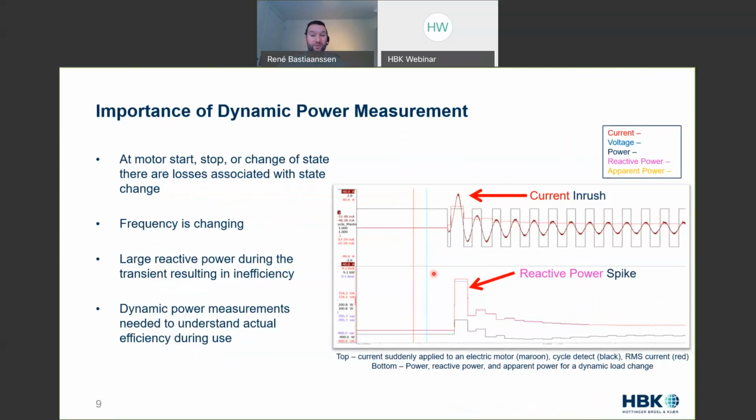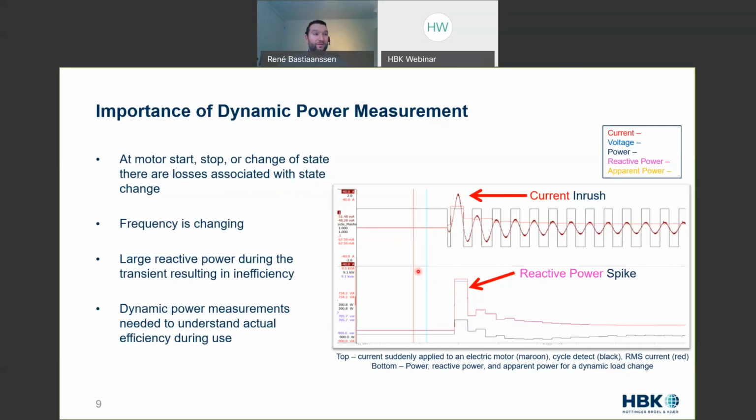In this case, we go from 0 to a certain speed. This square wave you see here, by the way, is something we will discuss later on. So basically, any change of state has a similar behavior. Any change of frequency, any change of speed will result in reactive power and additional losses. So this highlights why dynamic power measurements are needed to actually understand our efficiency during true usage of a vehicle when it's subjected to dynamic loading conditions.